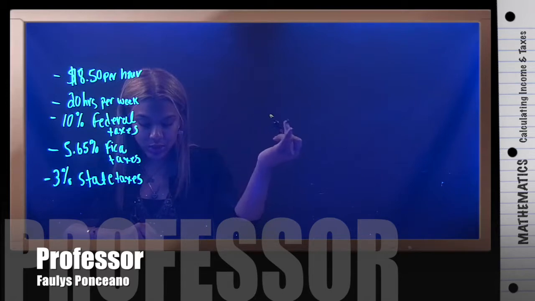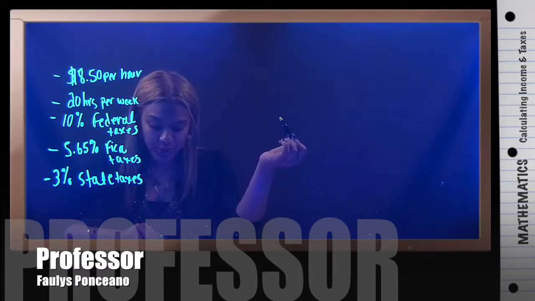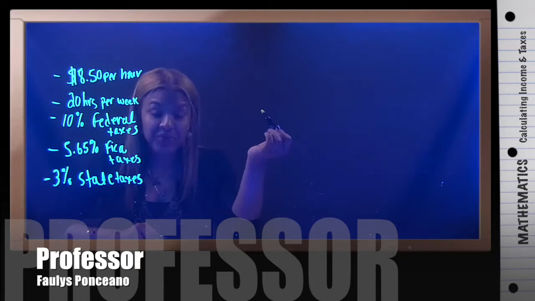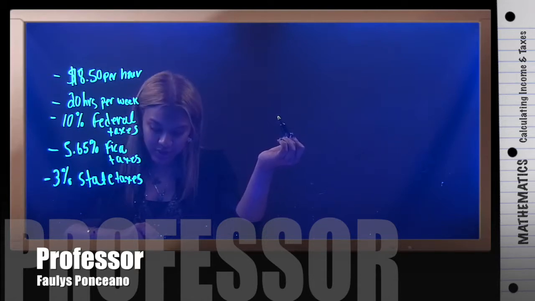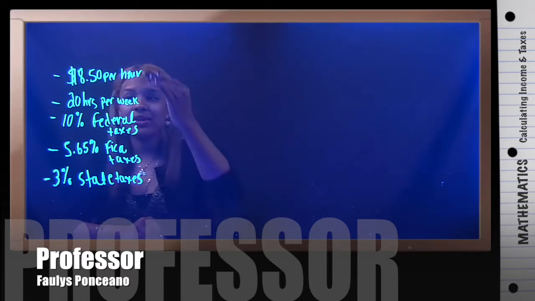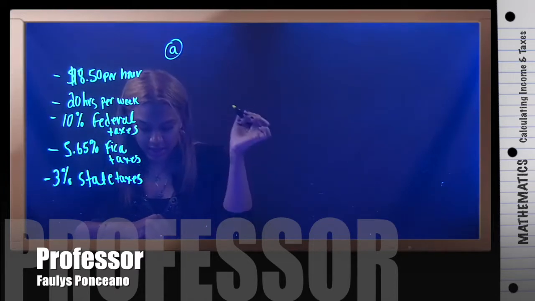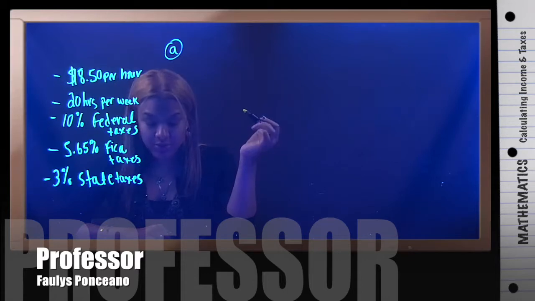It says, you decide to work part-time at a local supermarket. The job pays $8.50 per hour. And you work 20 hours per week. Your employer withholds 10% of your gross pay for federal taxes, 5.65% for FICA taxes, and 3% for state taxes. Now let's see what they are asking us. We have written all the information down. Question A says, what is your weekly gross pay?